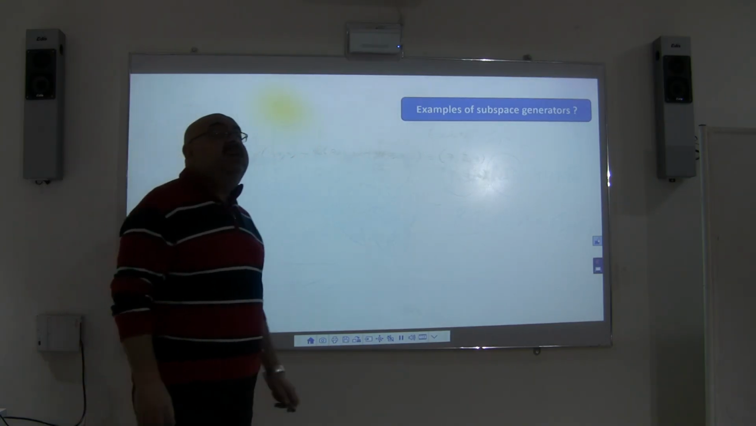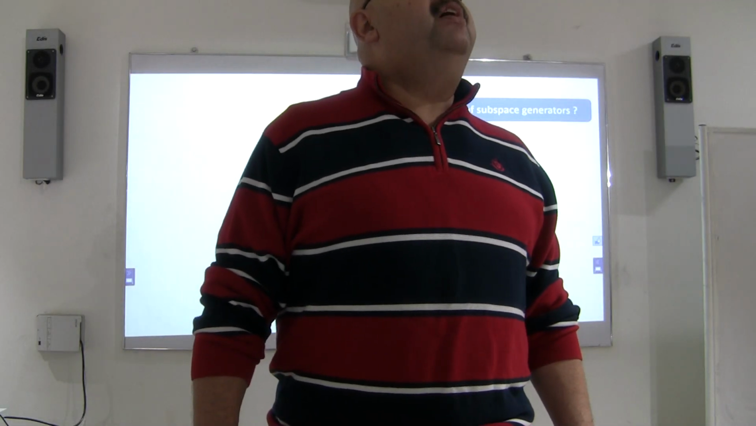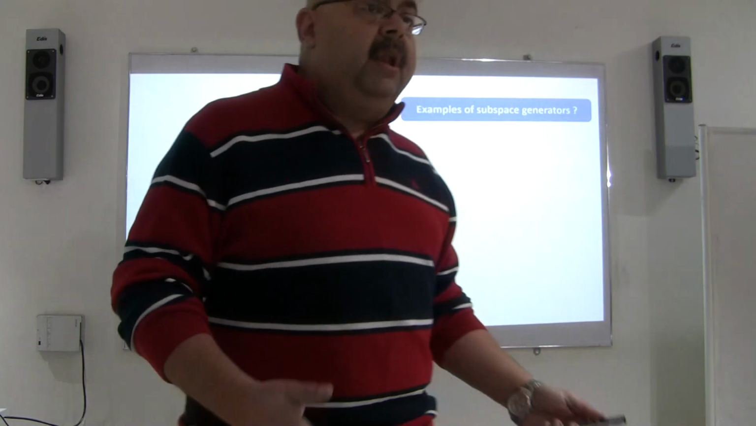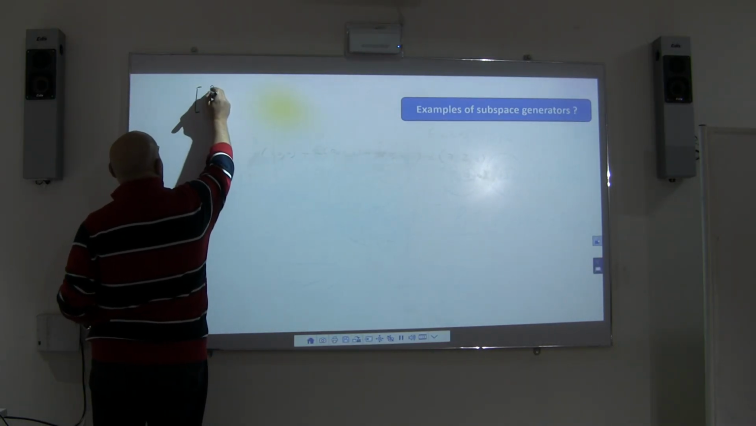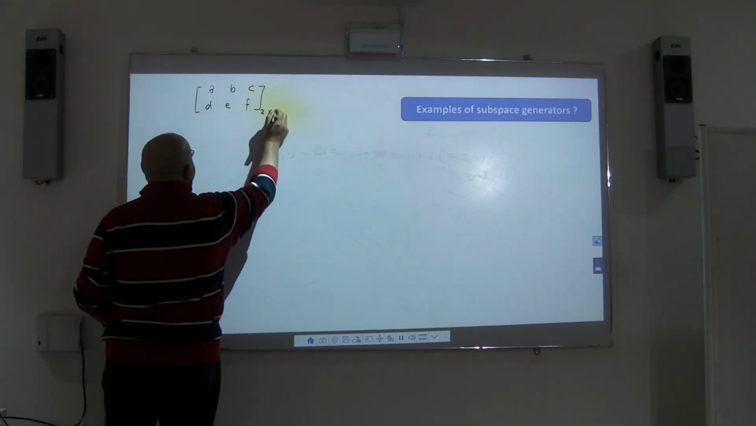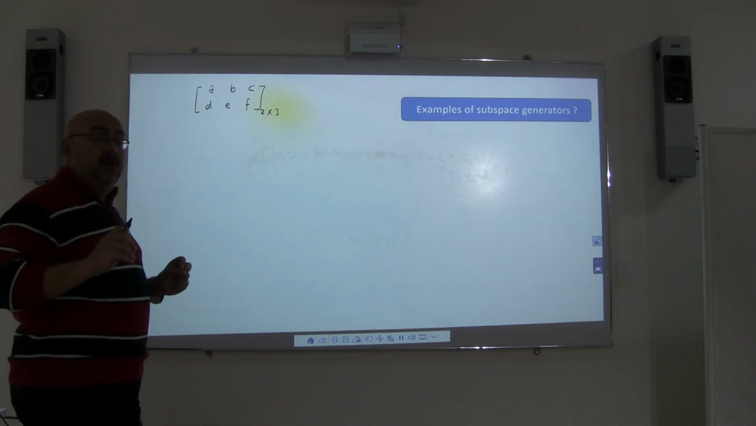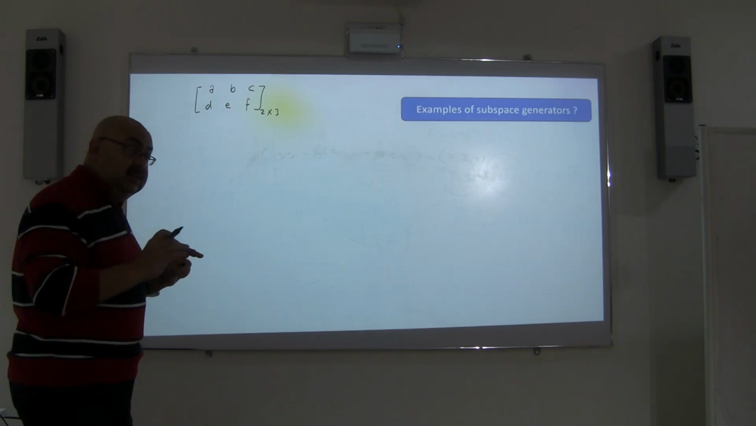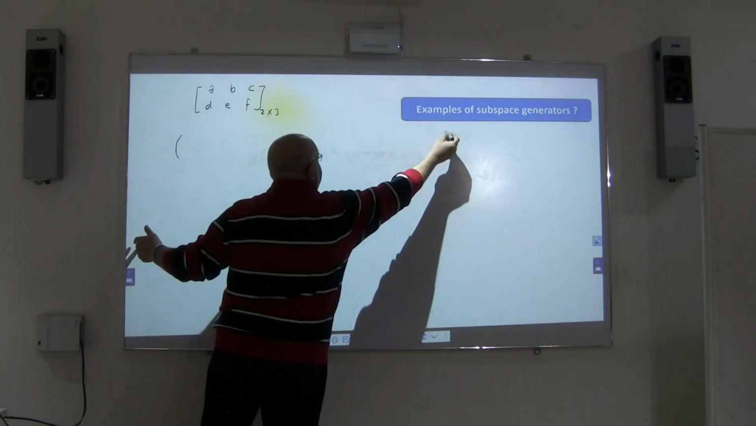Let's say I'm seeking the vector space of the 2 by 3 matrices. What are the 2 by 3 matrices? They are those matrices which contain a, b, c, d, e, and f, with 2 rows and 3 columns. I can generate them from a set of matrices, and it will be in this form. Look at that set of matrices.